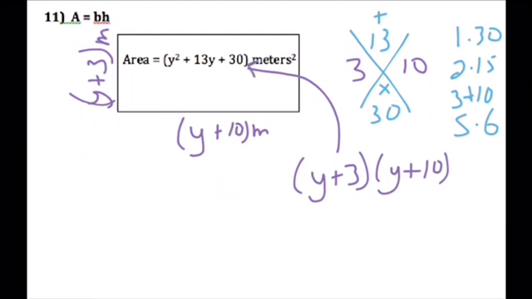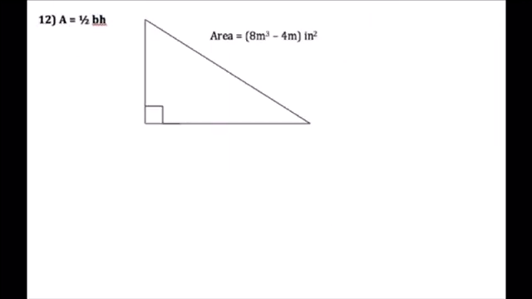Okay, let's go on to number 12. Once again, on this problem right here, we want to find the dimensions. And remember, for a triangle, its area equals 1/2 base times height. So if I want to go backwards, I first of all need to look at how I went forward. So 1/2 of the base times the height. Well, that means half of something equals this. So to go backwards, I need to multiply this by 2 to begin with.